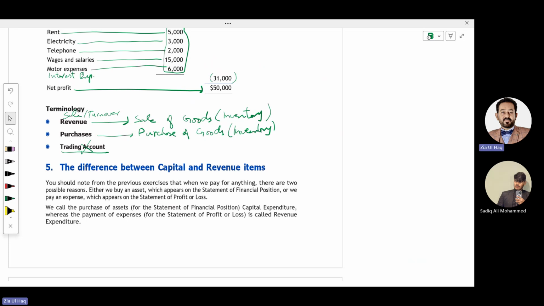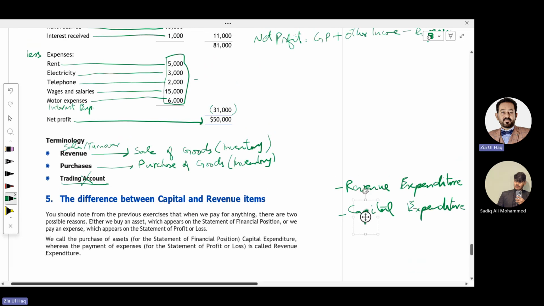There are two types of expenses. One is called revenue expenditure. Expenses mean expenditure. And the other is called capital expenditure. The expenses that are recorded in profit and loss account will be called revenue expenditure. Revenue expenditure means expenses relating to profit and loss account. They must be recorded in profit and loss account.